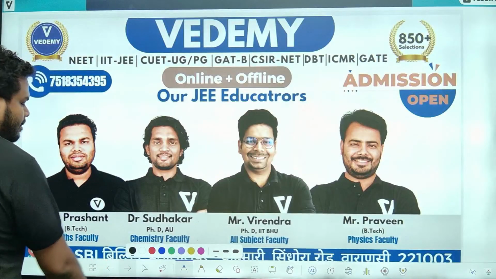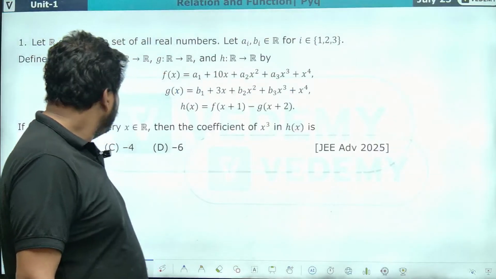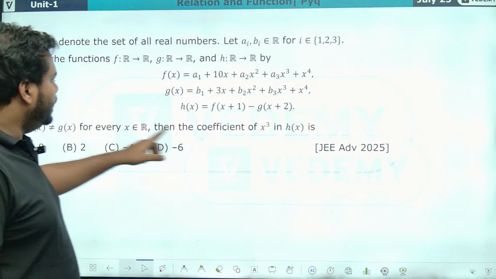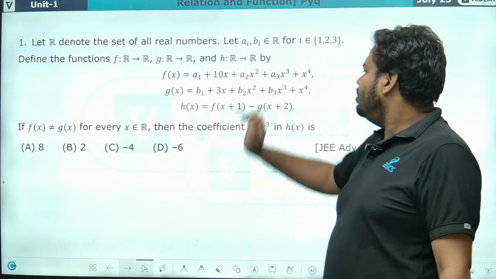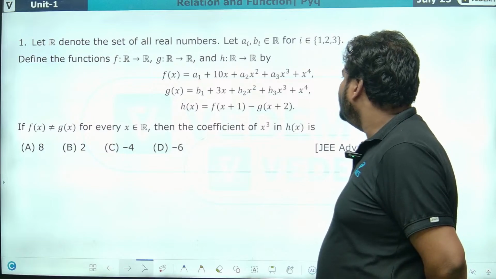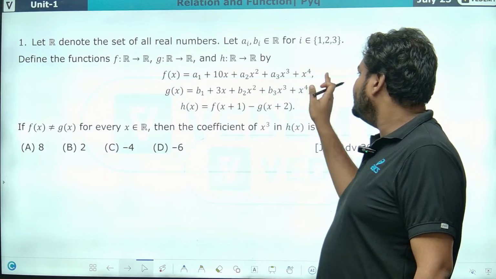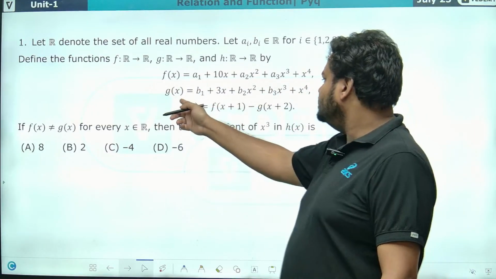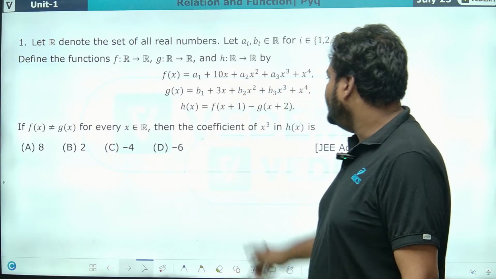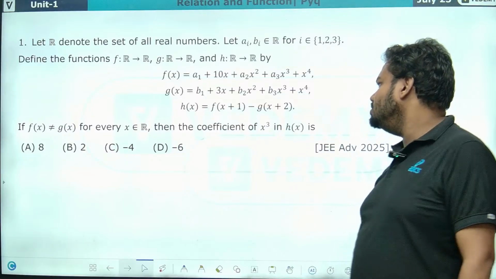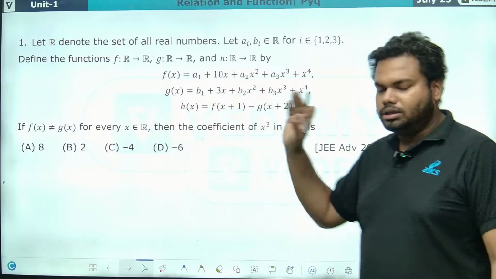Today, I will be discussing some PYQs with you. For example, question 1, it is a JEE Advanced 2025 question. F is from R to R, G is from R to R, H is from R to R. f(x) is a1 plus 10x plus a2 x square plus a3 x cube plus x to the power 4. What is g(x)? b1 plus 3x plus b2 x square plus b3 x cube plus x to the power 4. h(x) is f of x plus 1 minus g of x plus 2. Then the coefficient of x cube in h(x) is what? We have to solve this.